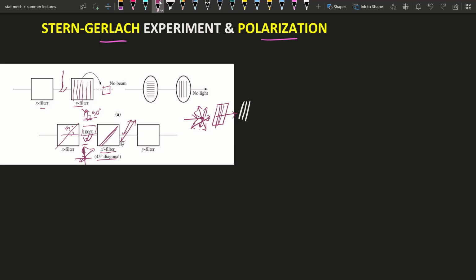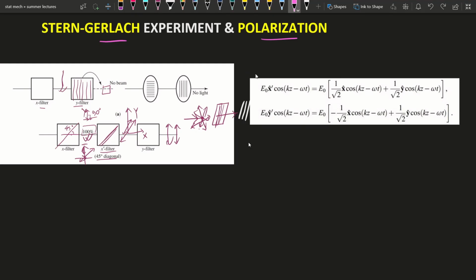Now each of these components, if we divide into vector components, we can get again x and y components, right? So after that, when we apply the y filter, we will get y component light, with y direction vibration. Now you can understand it mathematically.